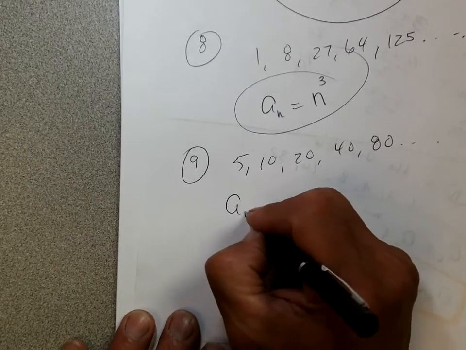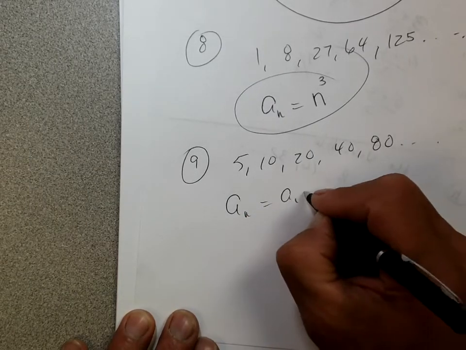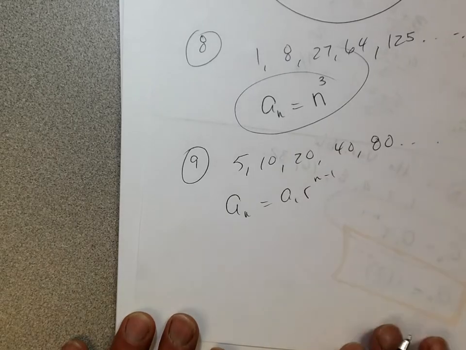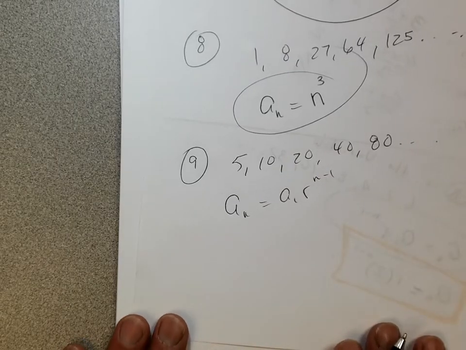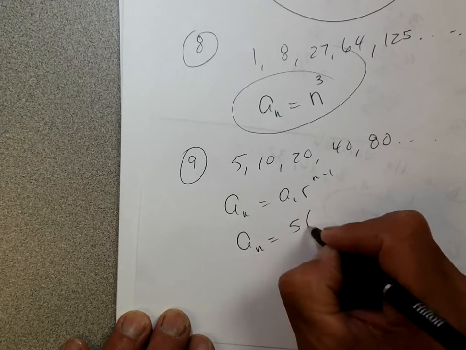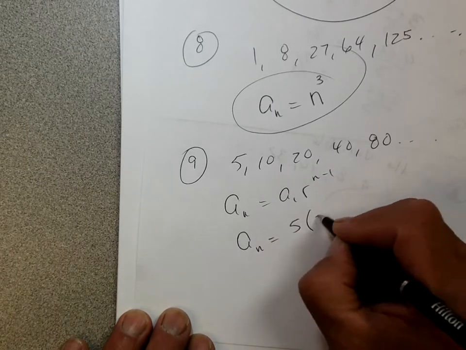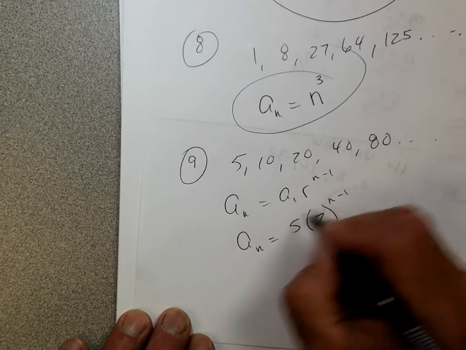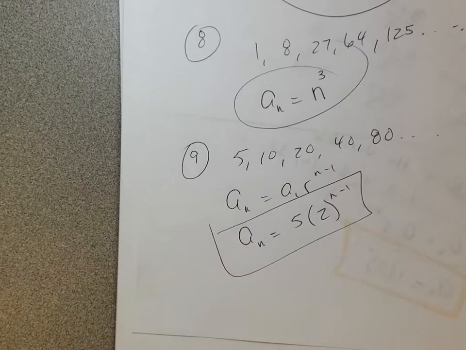So A of n equals A1 R to the n minus 1 power, right? Since we're making a formula, we'll go A of n equals 5. Tammy, you said multiply by 2, didn't you? 2 to the n minus 1 power. There it is. That formula will generate that sequence.